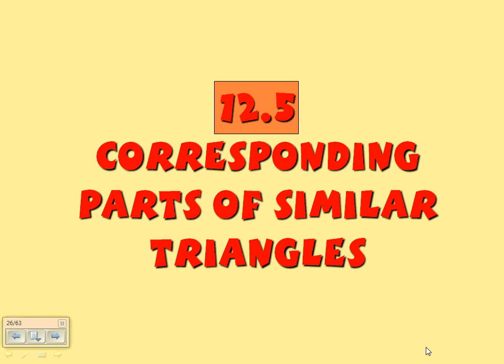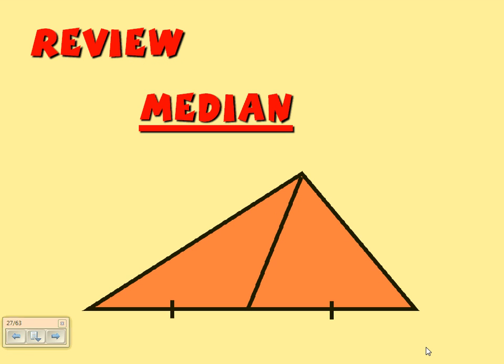So 12.5 is corresponding parts of similar triangles. Make sure you guys have your notes right now. The first several slides are just a review of certain topics that you guys should already know about. So you guys should know what a median is.